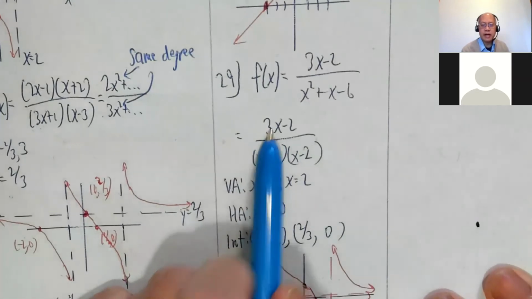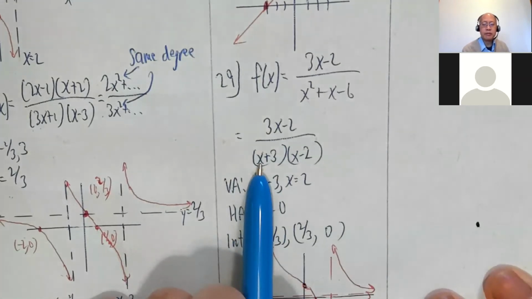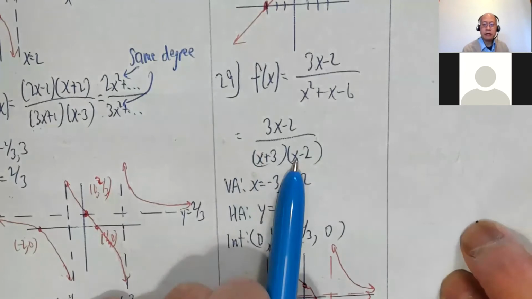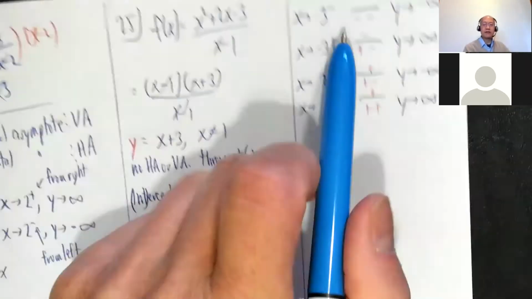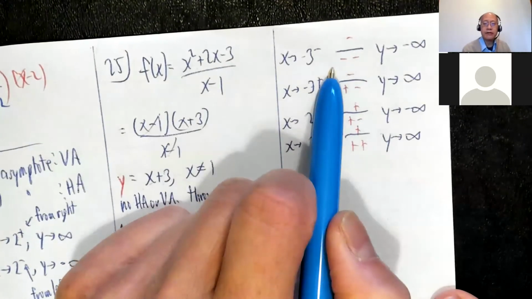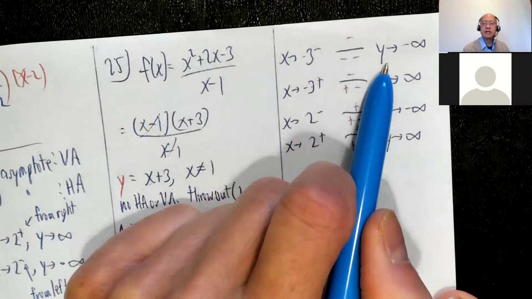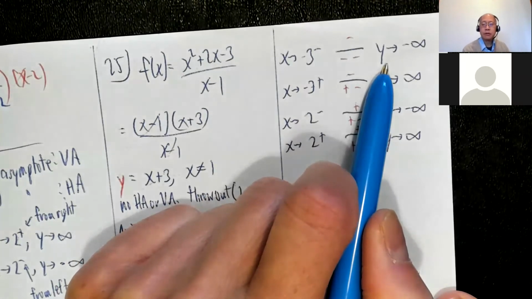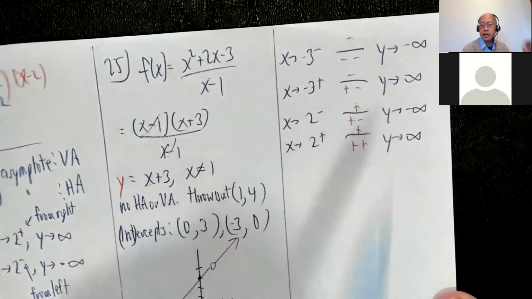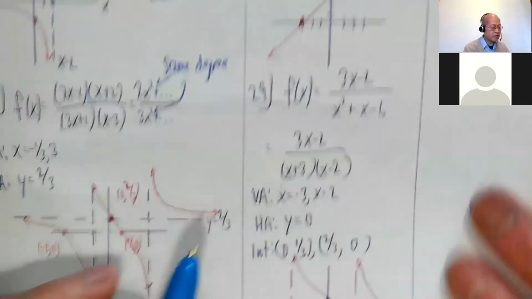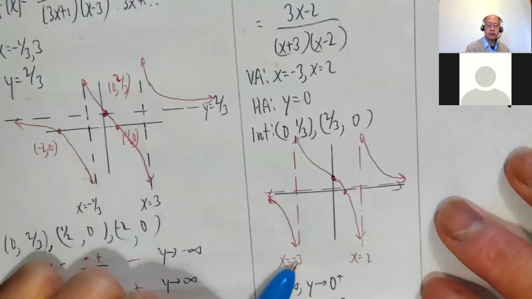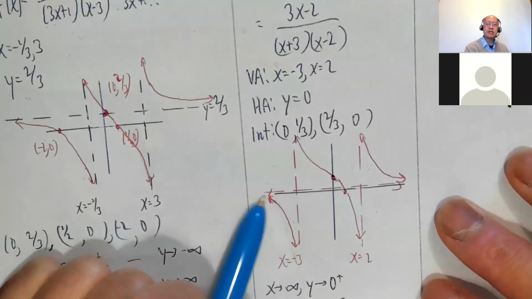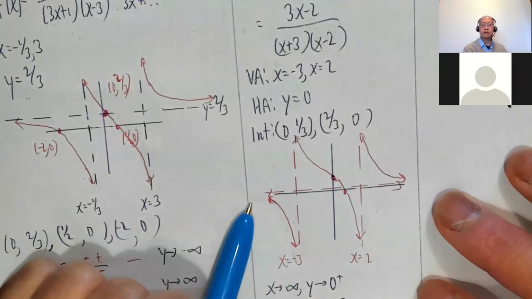-3.1, they're all negative. Let's check. -3.1, negative. -3.1 plus 3 is negative, right? Negative 3 minus 2 is negative. So I have three negatives. Three negatives gives me a negative. y approaches negative infinity. Okay, so I'm a little bit to the left of negative 3. I go down toward negative infinity. And on this side, I already know I approach 0 coming from below.